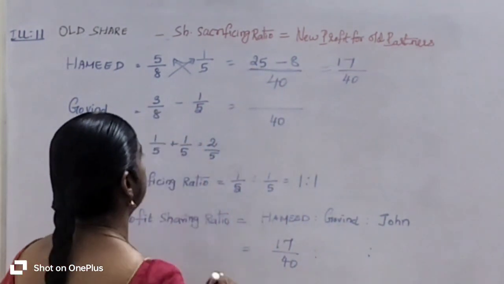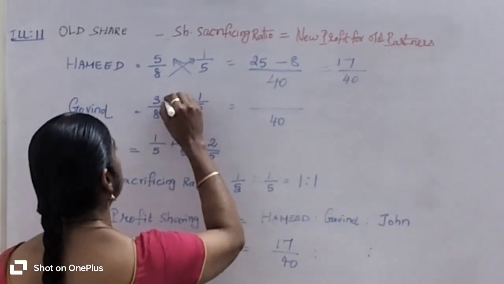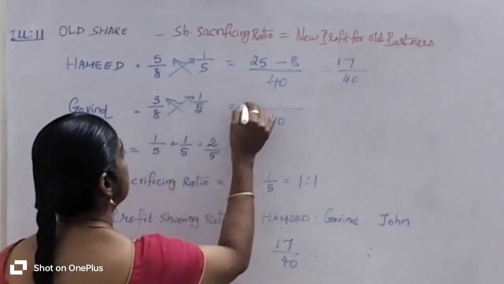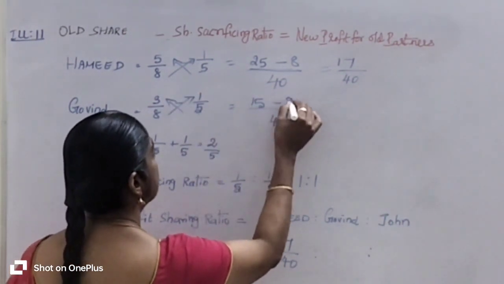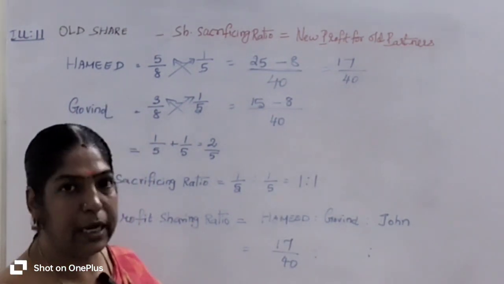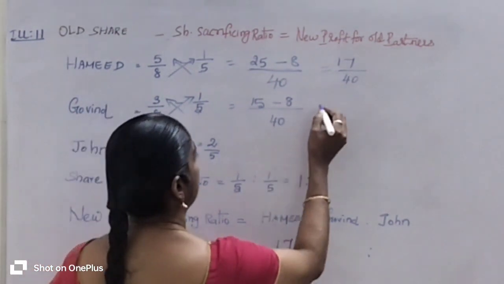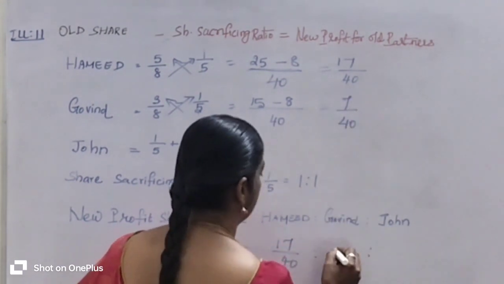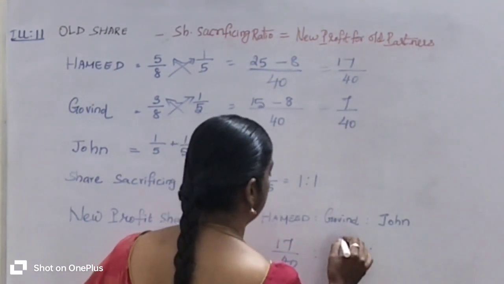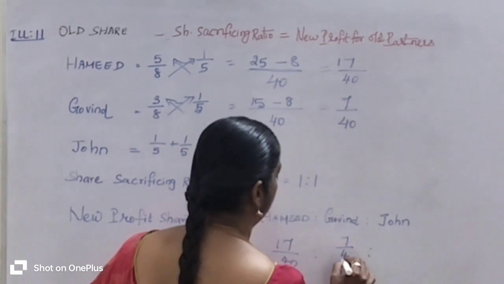Then we cross multiply. 5 threes are 15, minus 1 eight is 8. 15 minus 8, how much? 7, right? So 7 by 40. So Govind's new profit sharing ratio is 7 by 40.